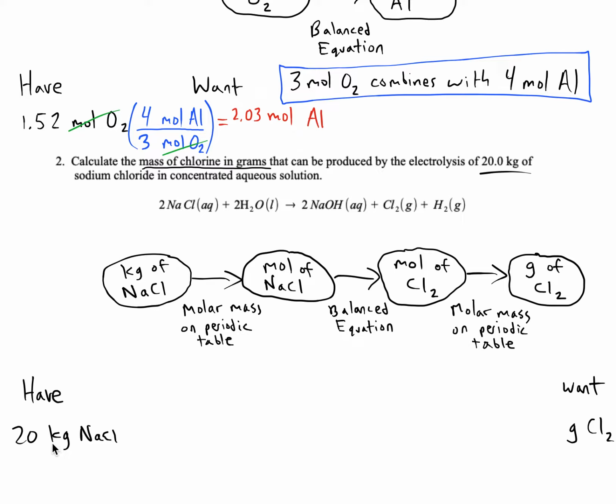So one of the first things I'm going to do is change the kilograms into grams, because our molar mass on the periodic table is going to be grams per mole. So let's just go ahead and change that right away. There's 1,000 grams in every kilogram. That'll take care of this part. So we have our mass in grams now.